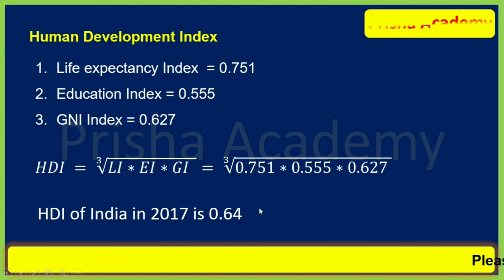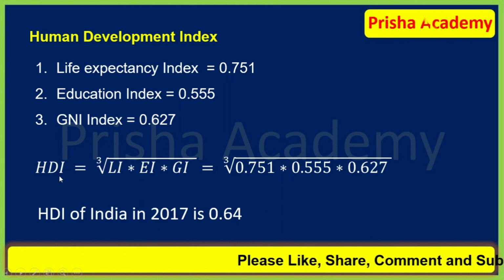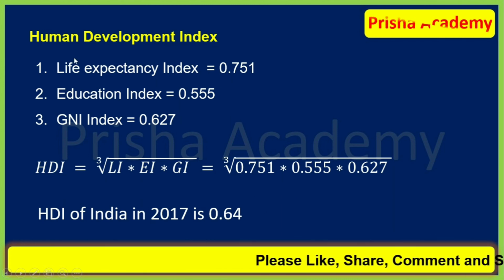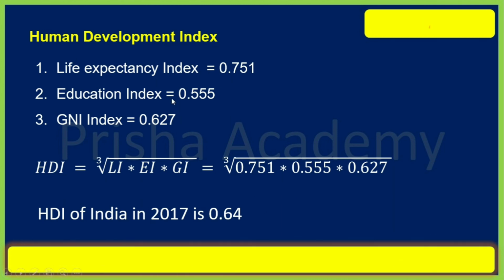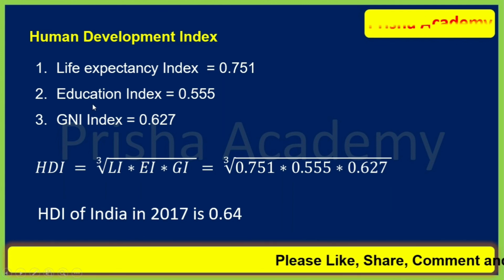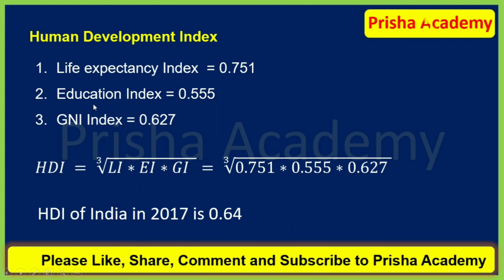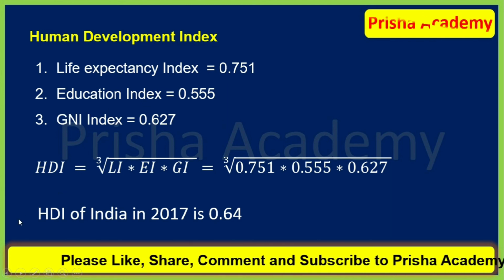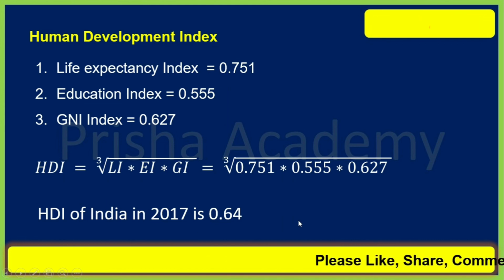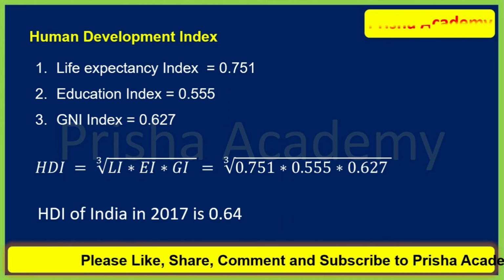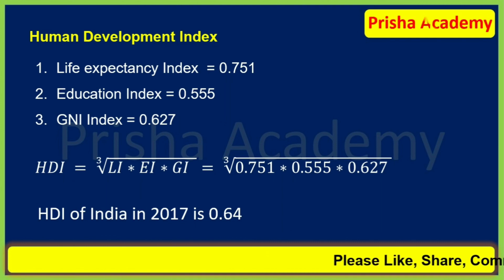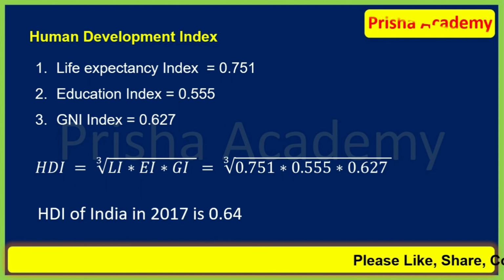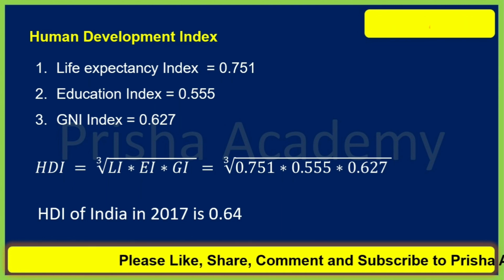We saw in our example that the HDI of India in 2017 is 0.64. So in this way we can calculate the HDI of any country if we are given the life expectancy of a country, mean years of schooling, expected years of schooling, as well as per capita income of the country. So in this way we have calculated the HDI of India. That's all for the Human Development Index. I hope you have got the concept clear related to HDI.